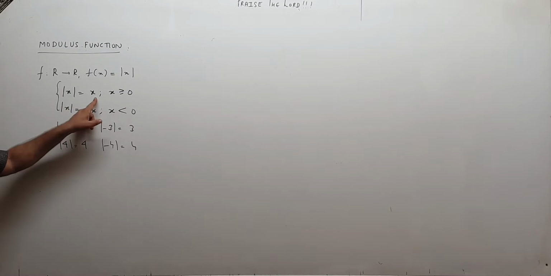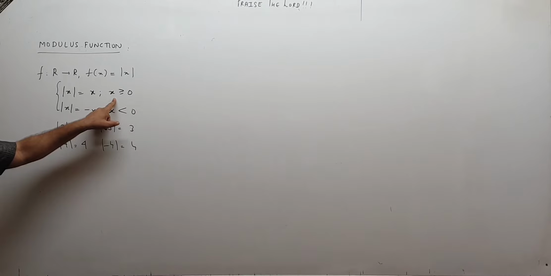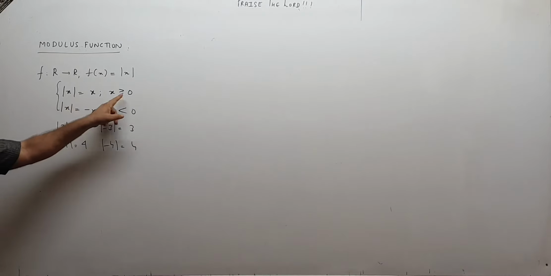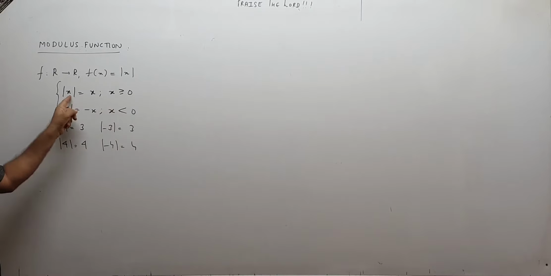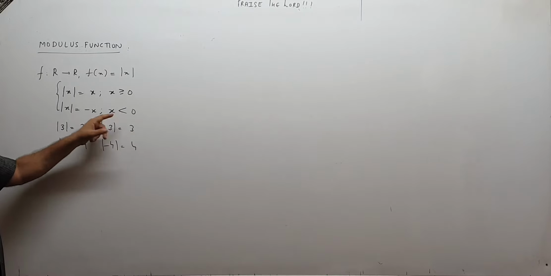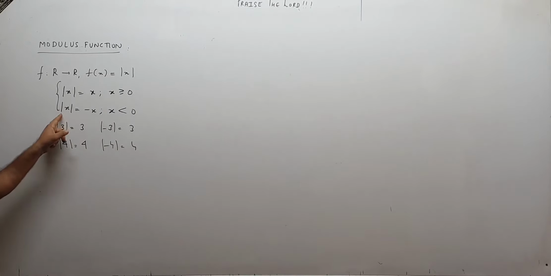Modulus x will be x when x is greater than or equal to 0. That means inside the modulus if the number is positive, then remove the modulus sign and keep the number. But if x is less than 0, x is a negative number inside the modulus, then remove the modulus and put a minus sign. Remember like this.